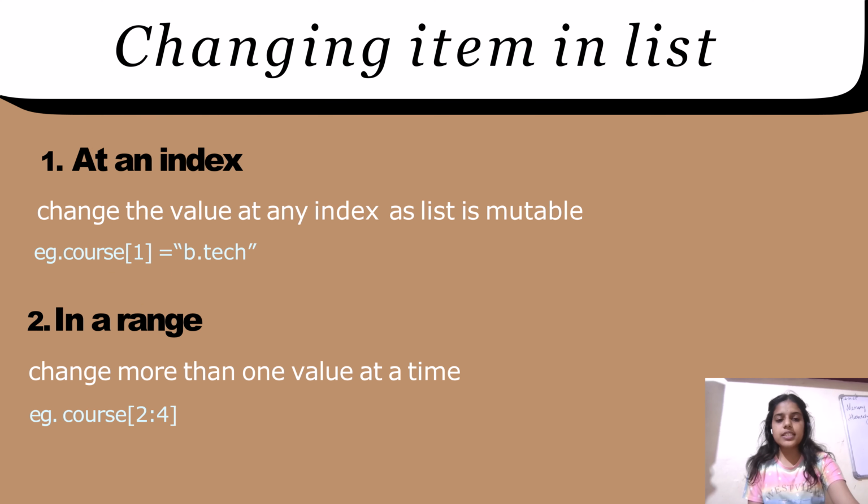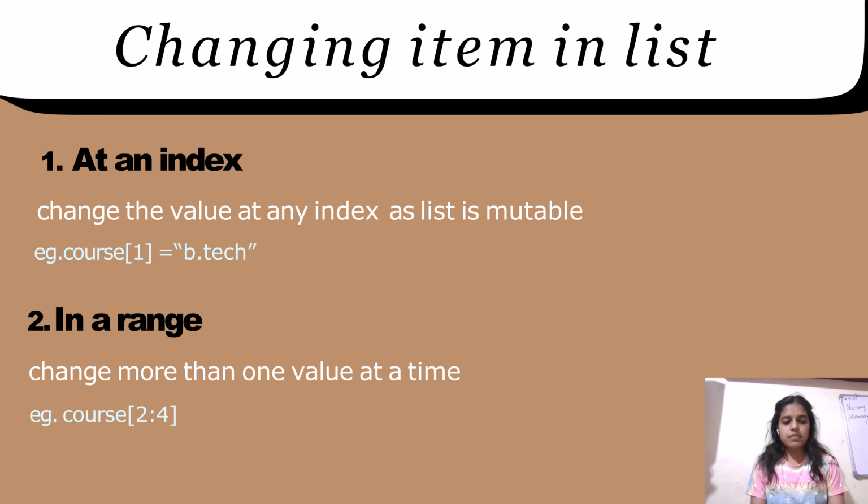Now let's see changing the list items. We know that a list is mutable, so we can change its items after the declaration. So we can directly change the item, like course one equals to btech. So now the MC will be replaced with the btech. Simply you can change it, and you can also change the values with multiple values.